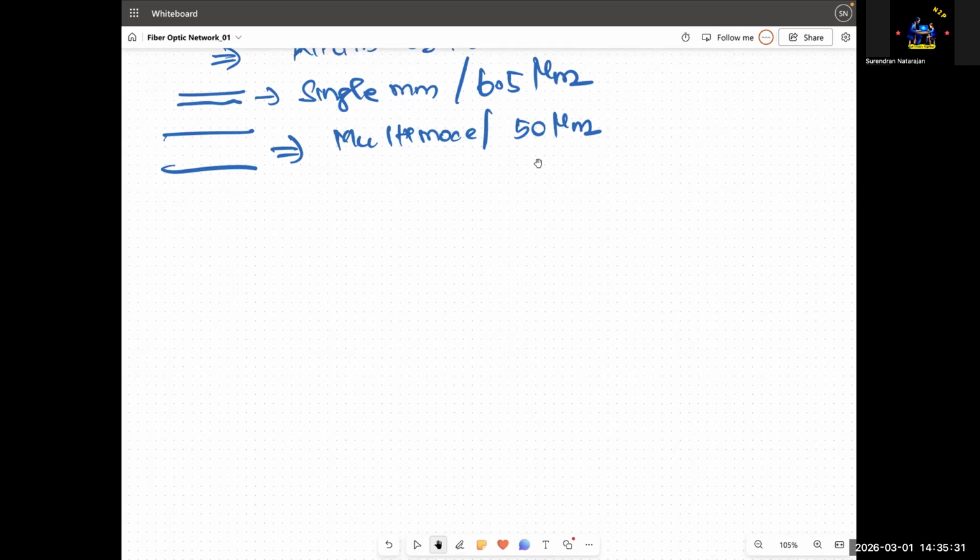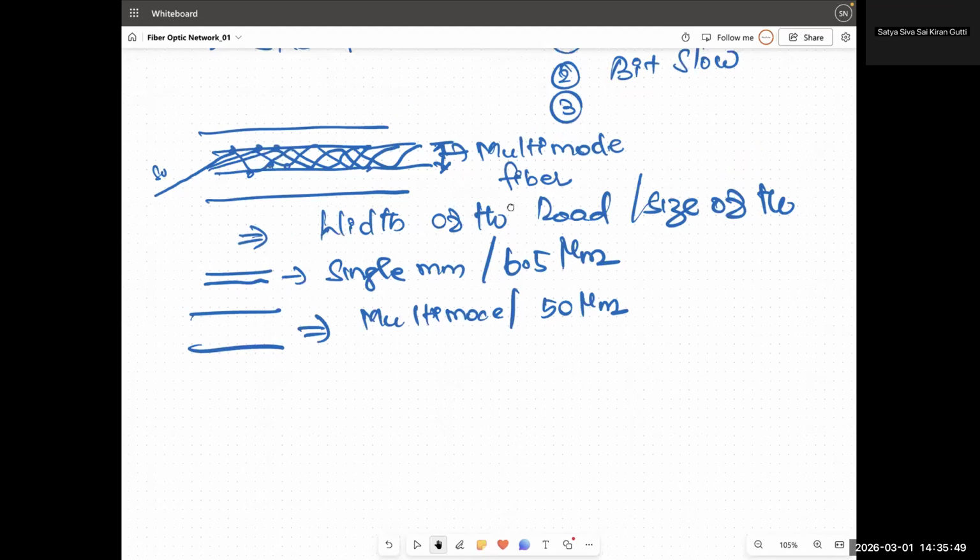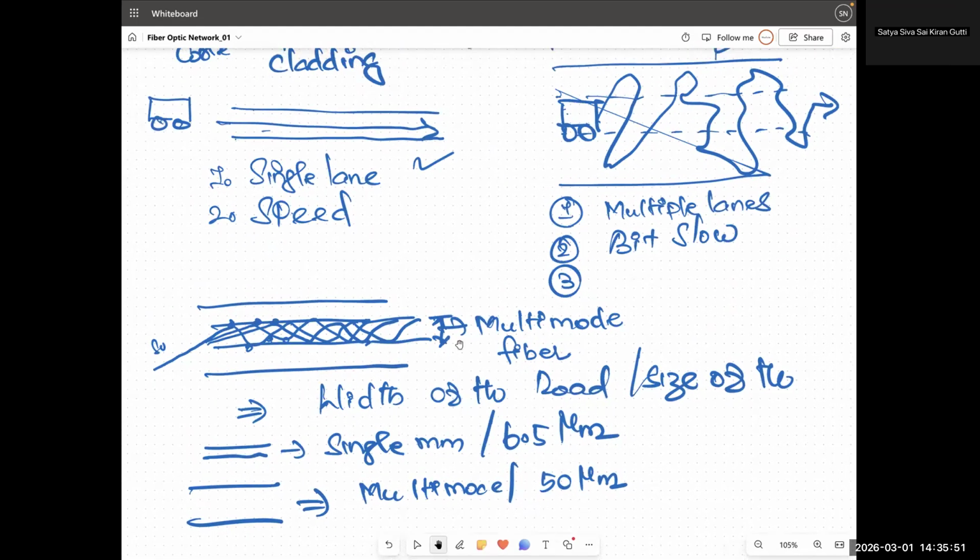So which one are we using now? Very good. Which one do you prefer? I prefer multi-mode. I prefer single. Why, Harish, did you say multi-mode? Why, Sai, did you say single mode? What I think is that the single line has speed. So in the cladding we can put more single lines so that the data can be transferred.